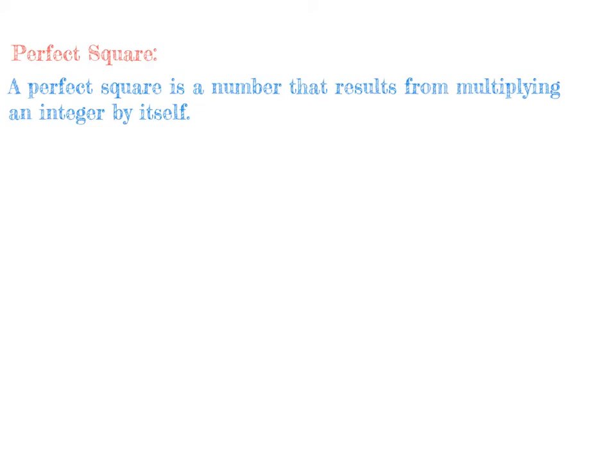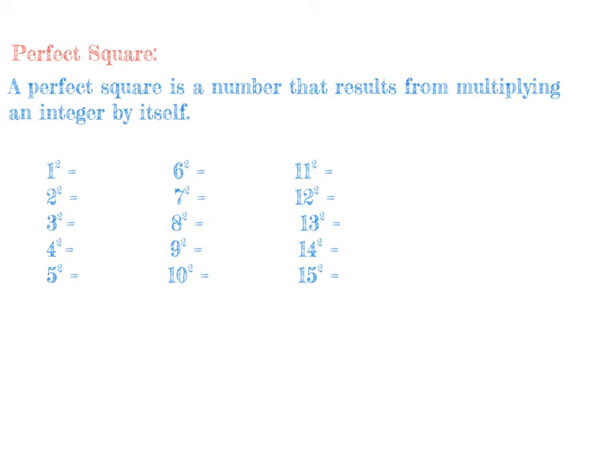We will start by covering a perfect square. A perfect square is a number that is the result from multiplying an integer by itself. The number of perfect squares is infinite, but we are only going to be working with the first 15.